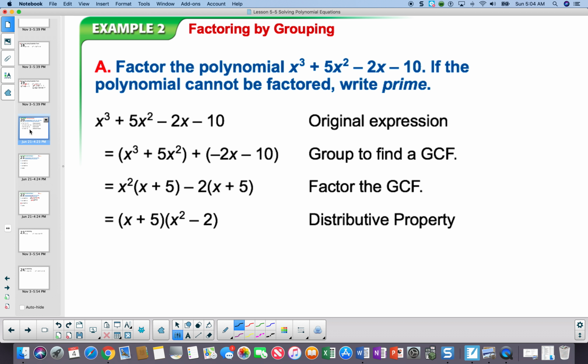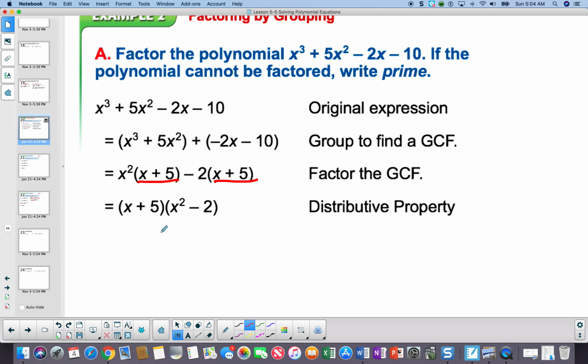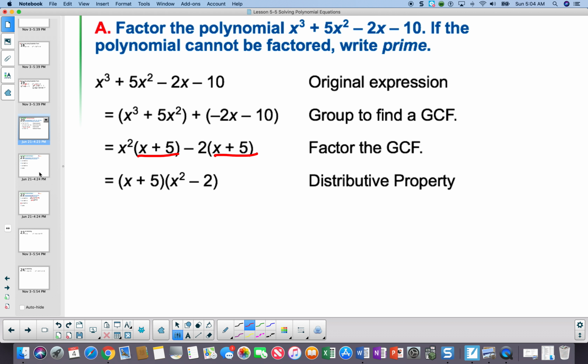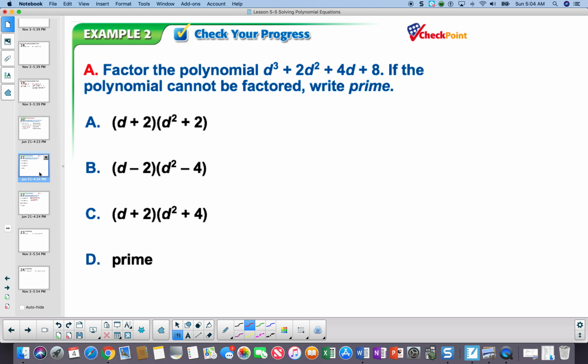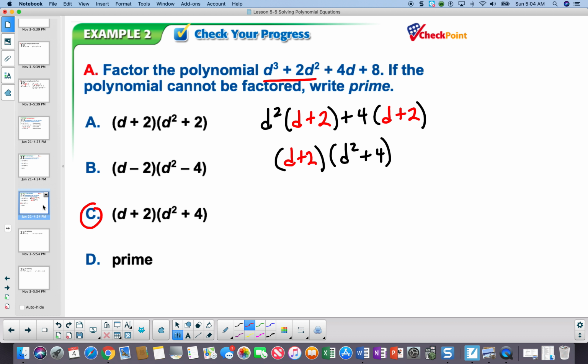Okay, let's take a look at factoring by grouping. This is something where you might see 4 terms. So we group the first 2 together, second 2 together, find the greatest common factor right here, and notice that this is the common term for both terms, and we pull it out, and then there's our factored form. Okay, your turn. Pause, and here's the answer.